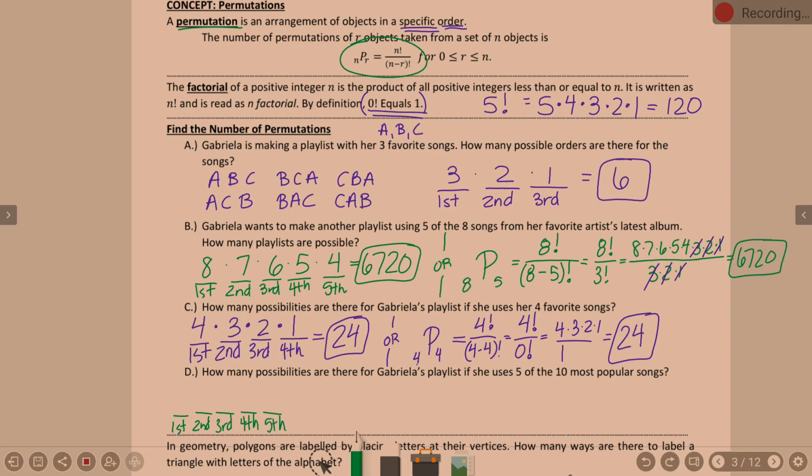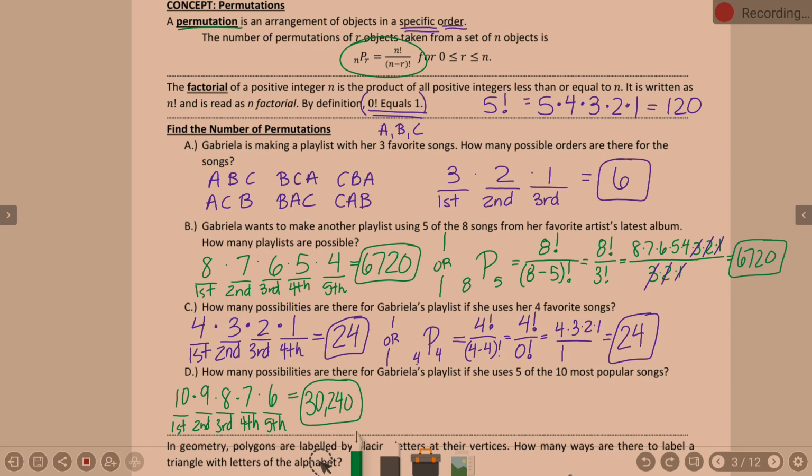How many choices for the first song? 10. How many choices for the second song? 9. How many choices for the third song? 8. The fourth song? 7. The fifth song? 6. 10 times 9 times 8 times 7 times 6 is? 30,240. Definitely a reason I quit listing things. This is why we have our methods, right?